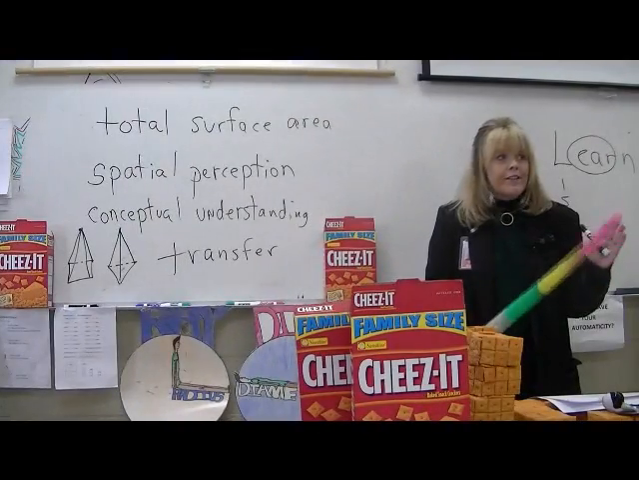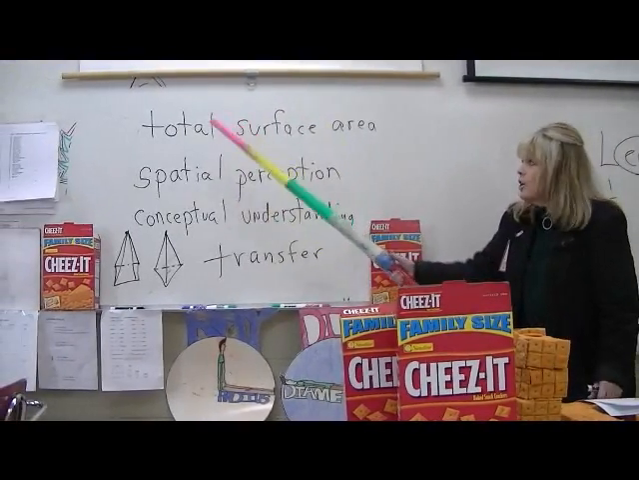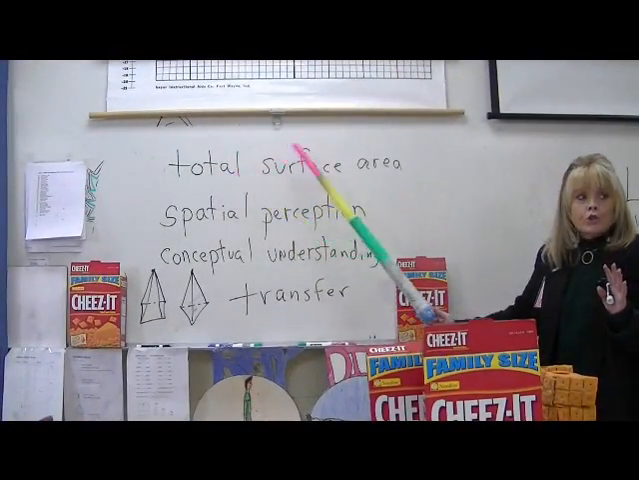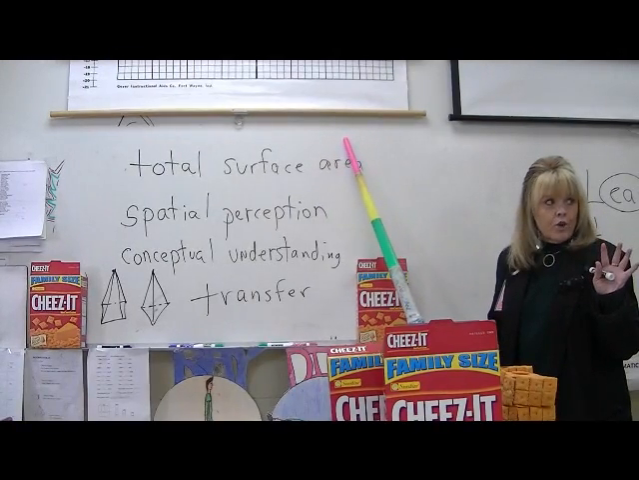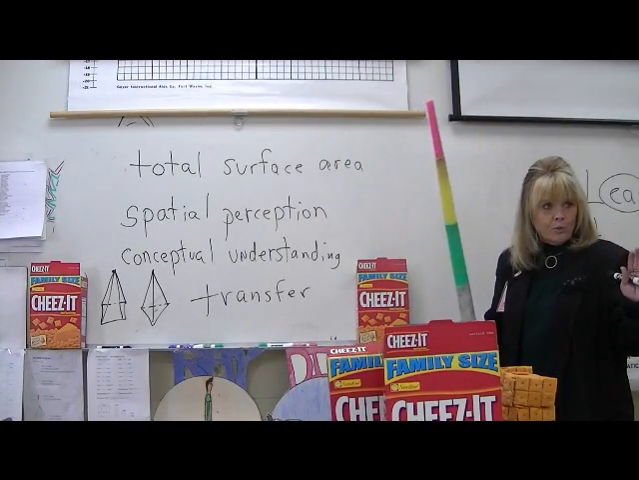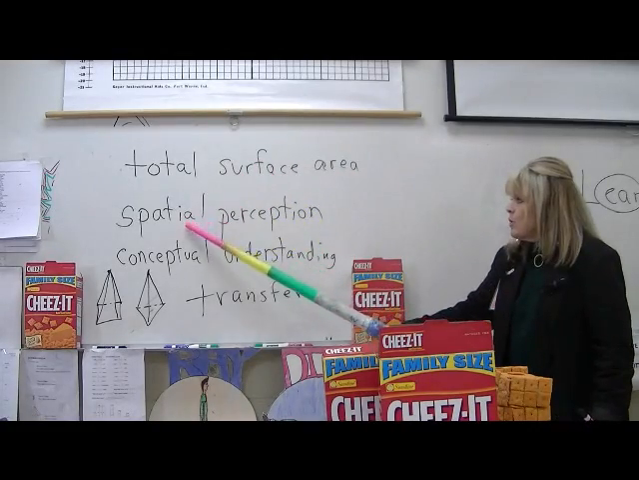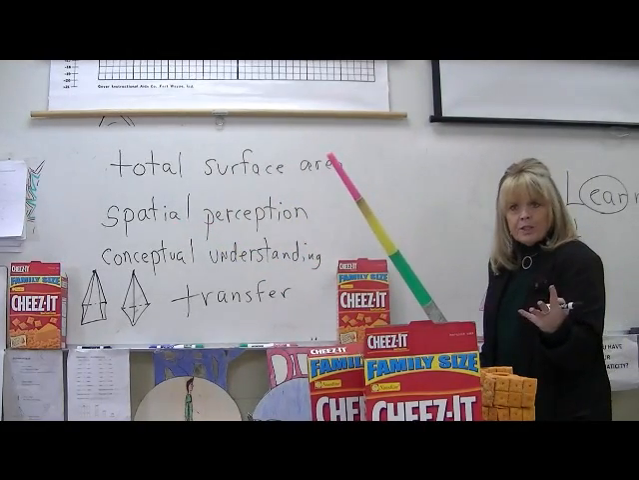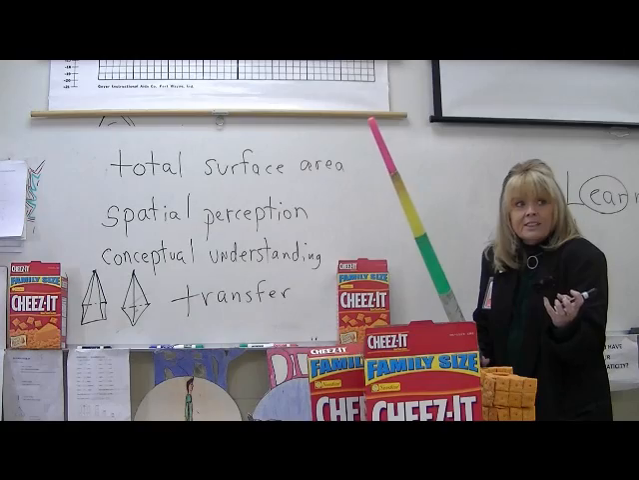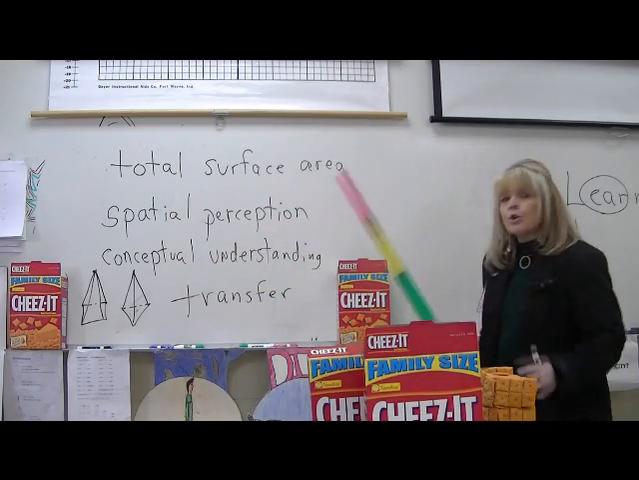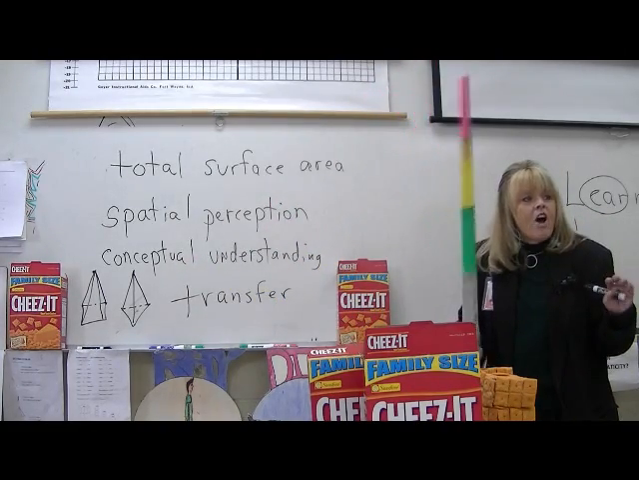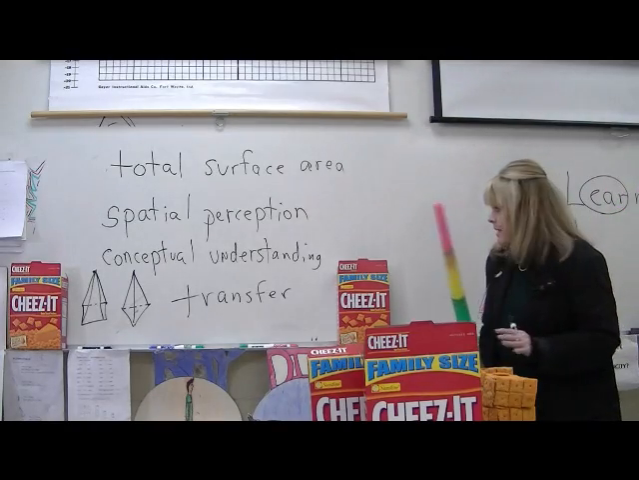All right, what you're going to learn in this lab is this. We're going to investigate the total surface area. We want you to know how to get the total surface area of a rectangular prism. And we also want to develop your spatial perception. That's how you perceive things in space. And we want to develop your conceptual understanding of that, and I'm going to explain what that means.